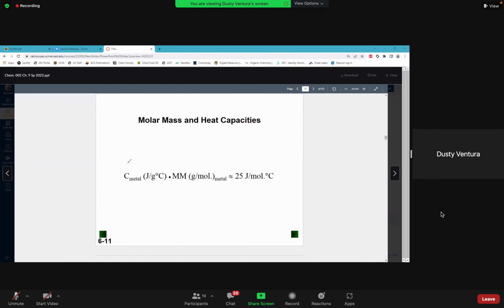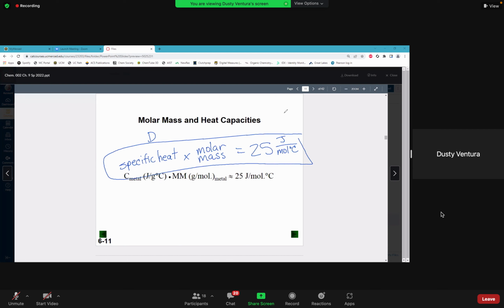So this is specific heat times molar mass equals a constant, and this constant is actually 25. So that is always true, right? Yep, the specific heat times the molar mass is always 25. This is the Dulong-Petit law.